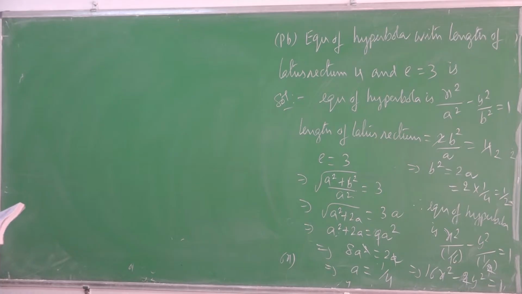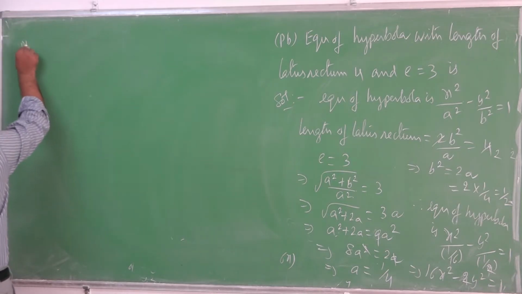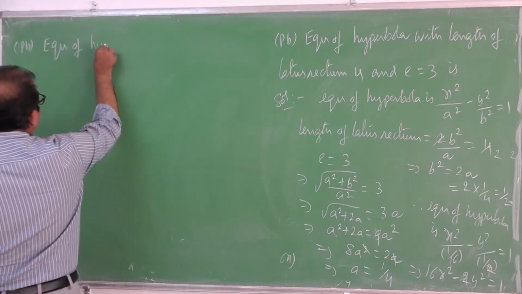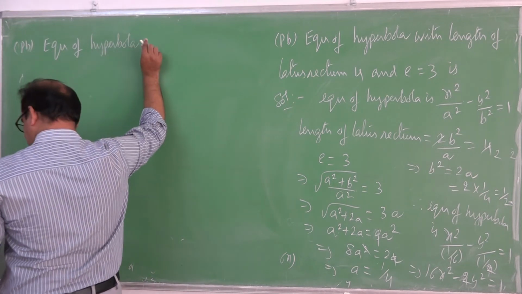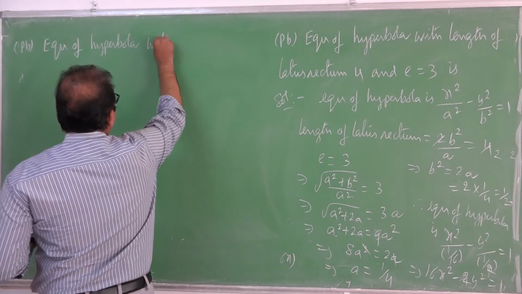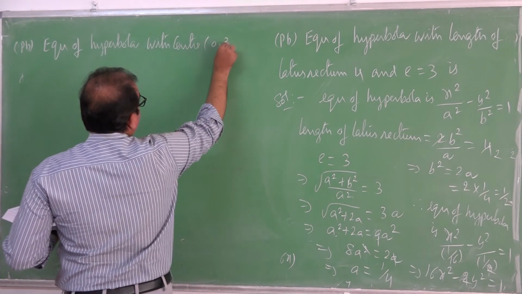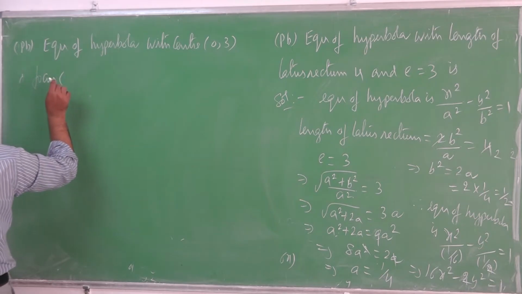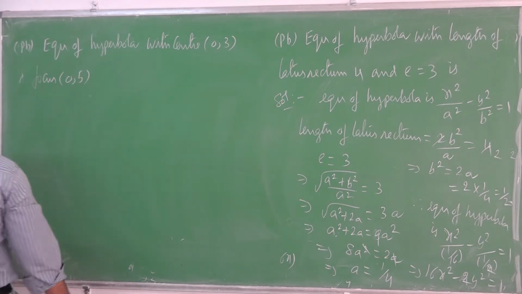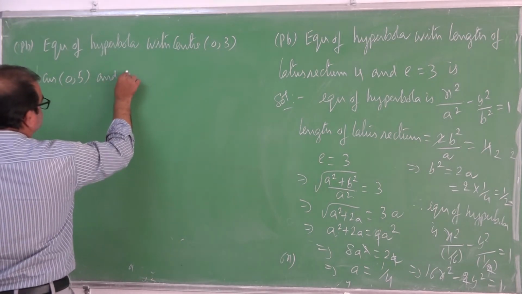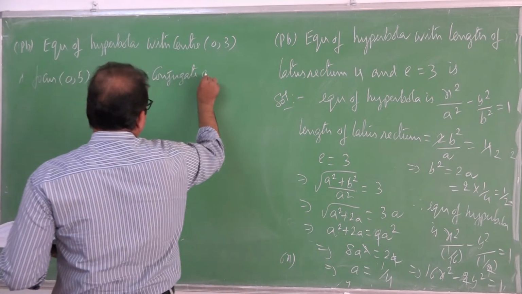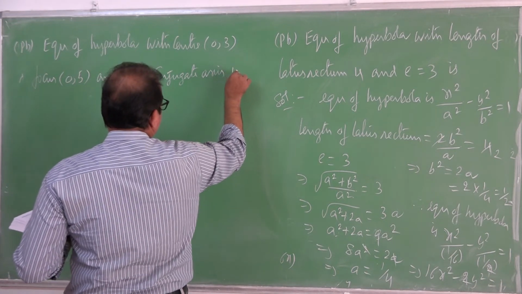Next, find the equation of the hyperbola with center (0, 3), focus (0, 5), and semi-conjugate axis 1.